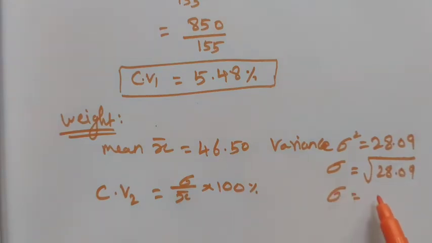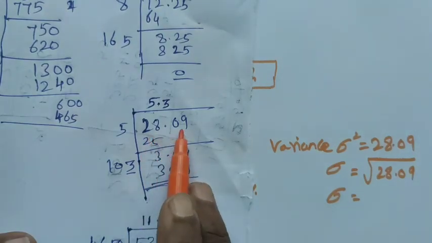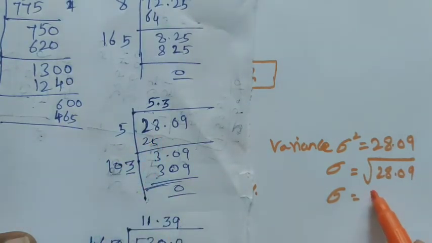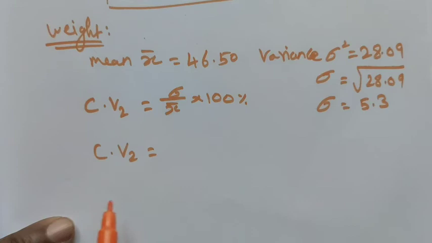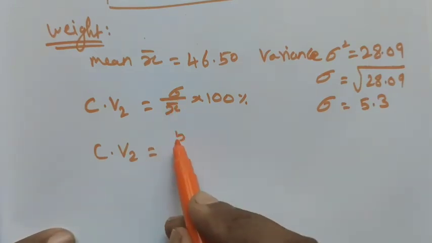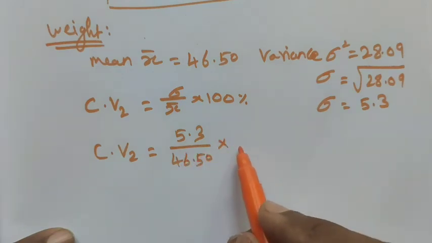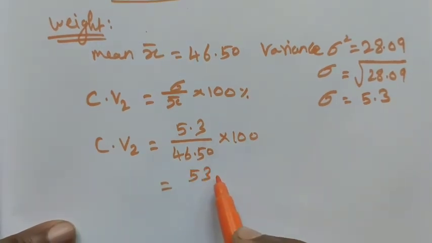We want to find the root value. If we find the root value of 28.09, we get 5.3. Here sigma is equal to 5.3. Now we apply the values: CV2 is equal to sigma, 5.3, divided by x bar, 46.50, into 100. When we multiply by 100, we get 530 divided by 46.50.